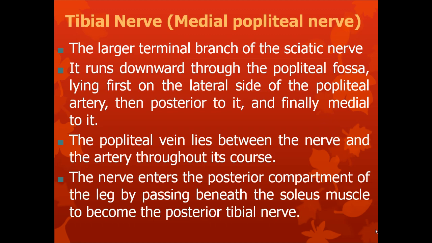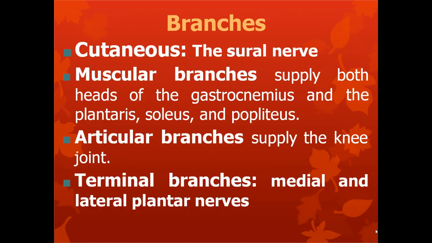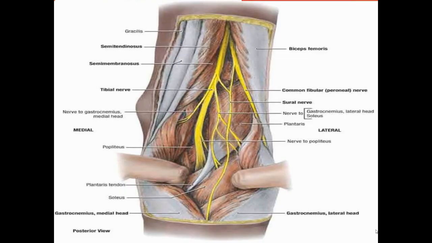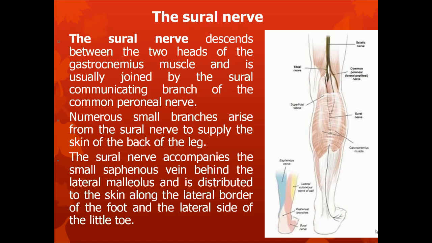The nerve enters the posterior compartment of the leg by passing beneath the soleus muscle to become the posterior tibial nerve. We'll see the branches of the tibial nerve: cutaneous, that is the sural nerve; muscular branches that supply both heads of the gastrocnemius muscle and the plantaris, soleus and popliteus muscles; an articular branch that supplies the knee joint; and terminal branches, the medial and lateral plantar nerves. So you can see the tibial nerve and its branches.